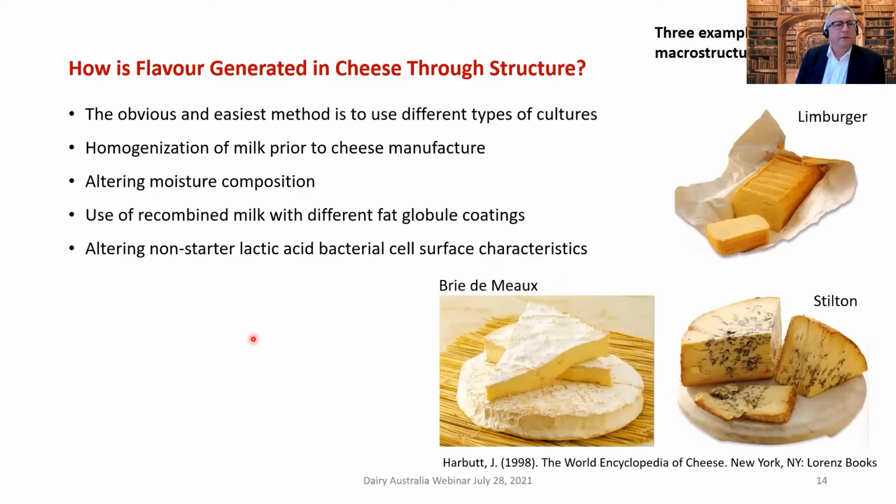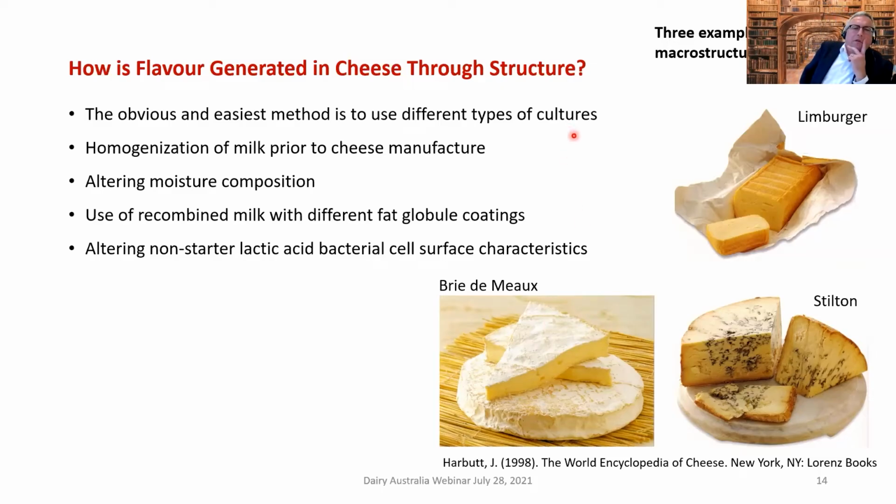And we have some structural elements here that are called macrostructure, and that is the surface bacteria on the Limburger. You'll see the blue veins within the Stilton, and you'll see the white mold on the surface of the Brie de Meaux. So these are things that are obviously visible, but are classed as structural elements. So this is how we can do it.